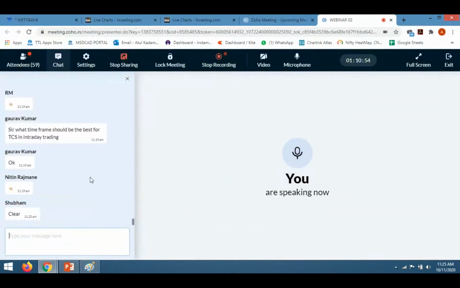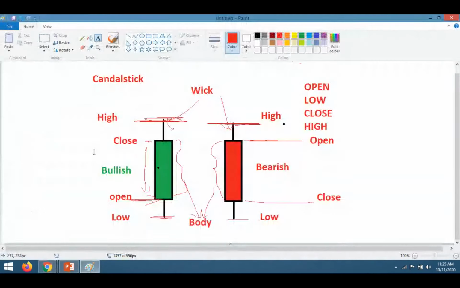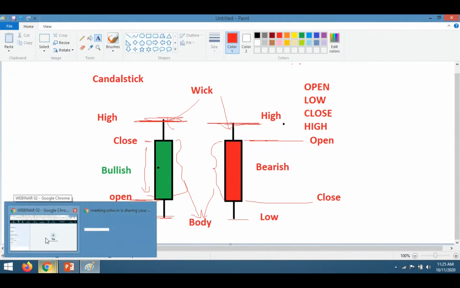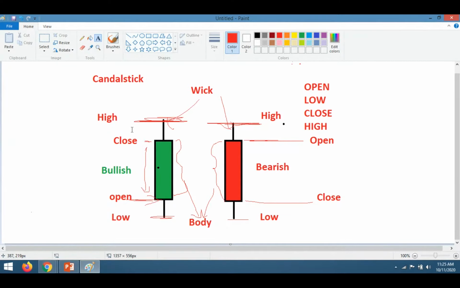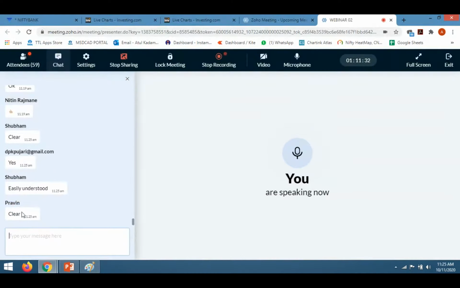Clear, Shubham, clear. Any questions anyone has on this basic, because this is a very important definition for you to understand while entering the market. Most are saying clear. So these are the basic definitions of a candle. Take a snapshot if you want. There should be no confusion on the open and close of the green candle and red candle. Whenever anyone asks you where the open and close are, you can easily say it. Thank you, Shubham.